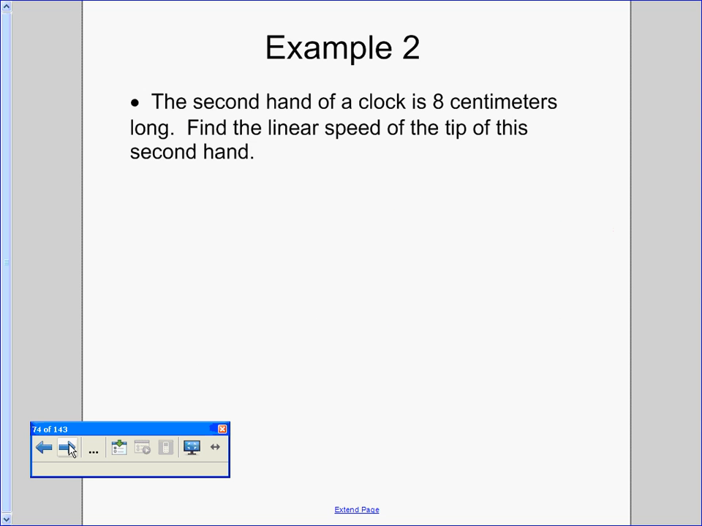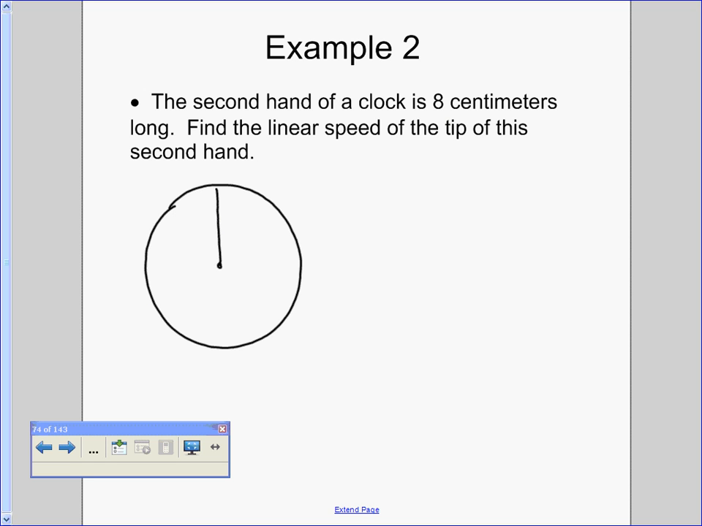And now we're going to try a few problems here. Let's say the second hand of a clock is 8 centimeters long, and we want to find the linear speed of the tip of this second hand. Because we're talking about a clock and its second hand, there's a certain amount of information that we already know.